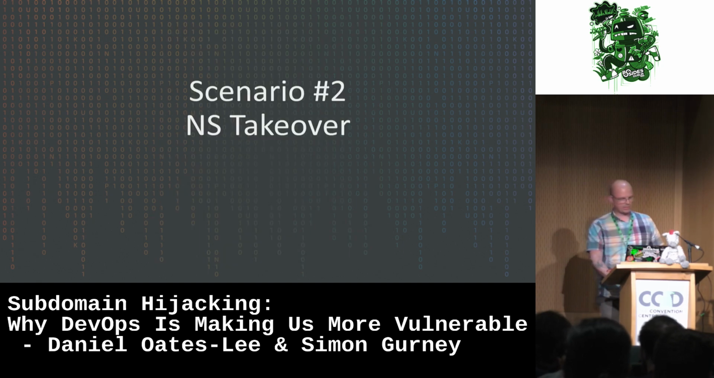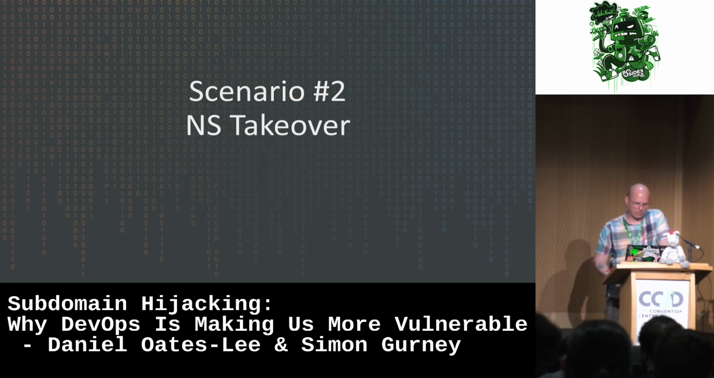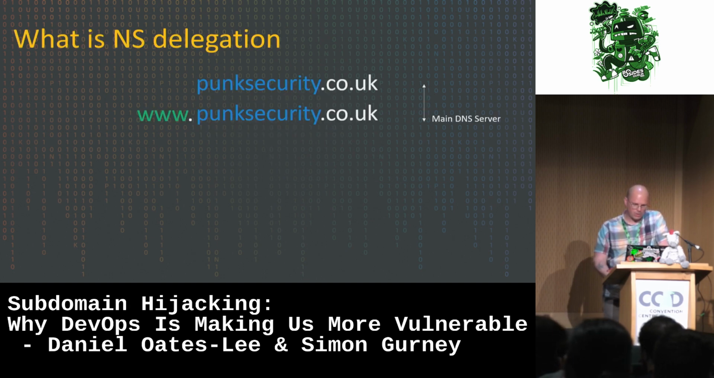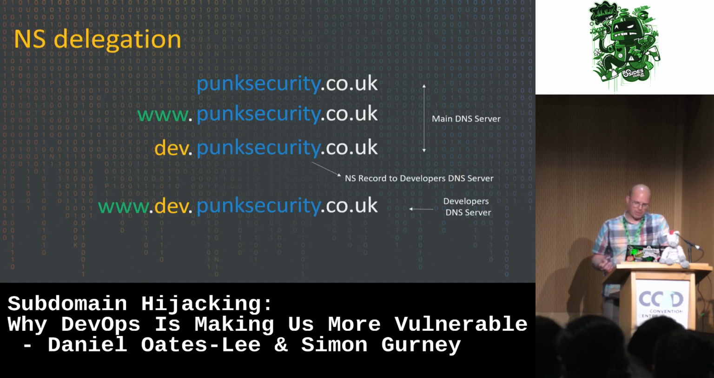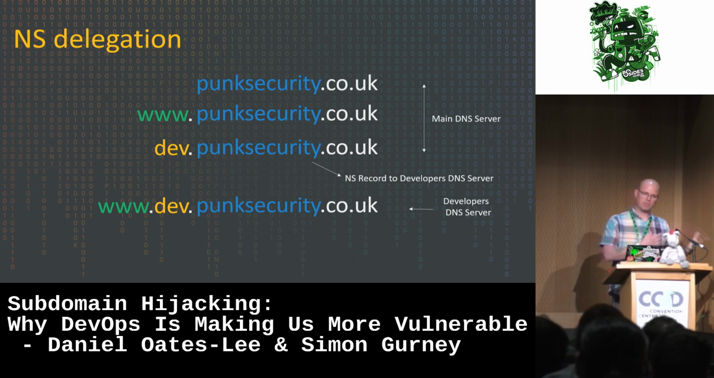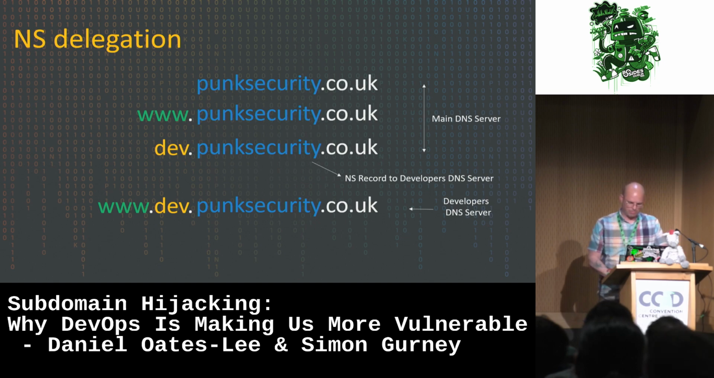So the second type of takeover attack that I'm going to talk about is a name server. So we've obviously got the main DNS zone, which is punksecurity.co.uk, where we host our hosts. But what about if the development teams want to be able to control their own DNS records? We might want to delegate to them their own DNS zone. So in this case, we want to give them dev.punksecurity.co.uk because they might want to be able to control their own web services for testing and being able to stand up their own internet-based services.